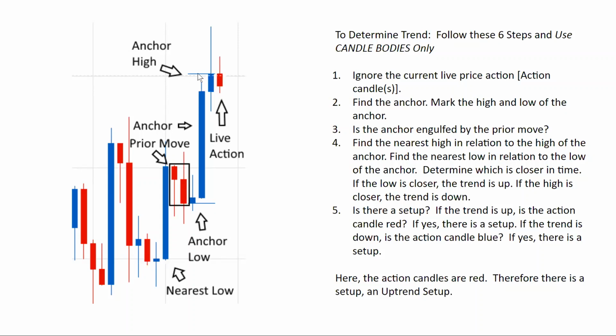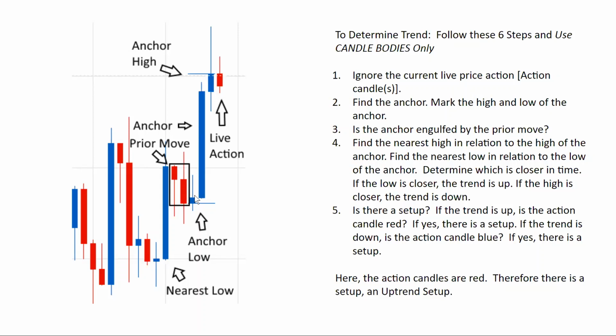Okay, then ask the question, is the prior move engulfing the anchor? If the answer is no, then you have a trend. If your answer is yes, then you are some form of sideways. Now this is the cheat. If you ever get stuck, look immediately at the anchor candle and ask, is the prior move engulfing it? If the answer is no, then you have a trend.